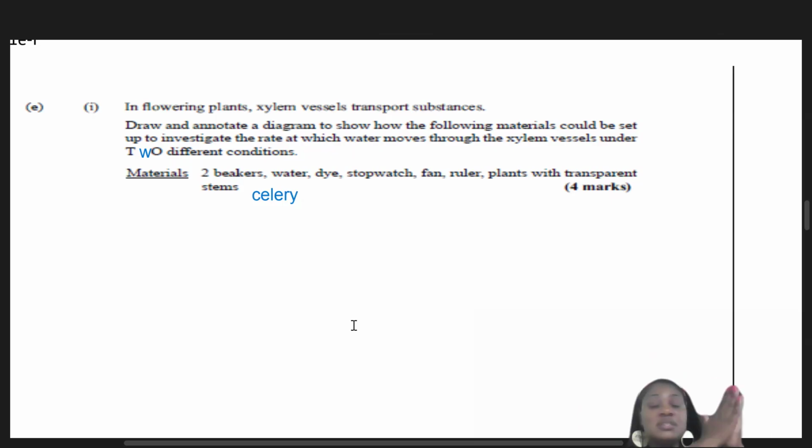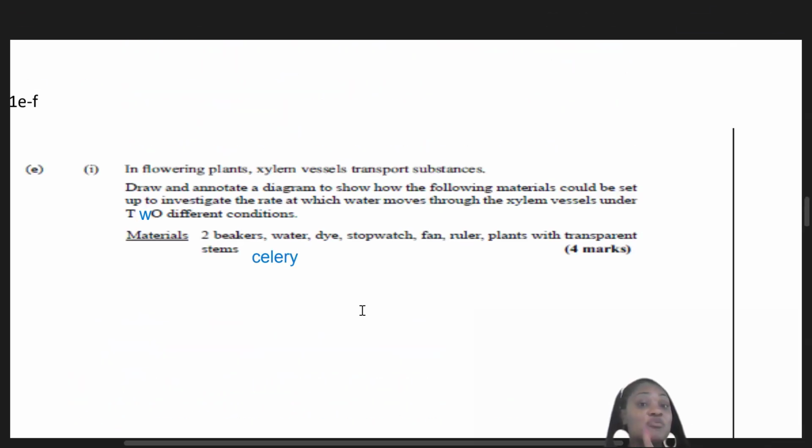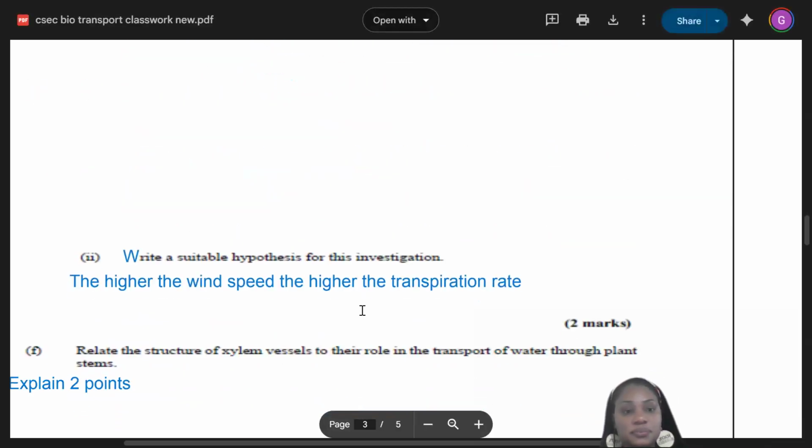And then you have distance divided by your time. Then you're going to set up the second one with the celery stick in the dye, but you're going to put a fan beside it. You're going to give it the same amount of time, and then you're going to stop and measure with a ruler how far the dye went, and then you divide it by time. So that will be how you'd be able to compare how water moves up a plant with or without a fan. So that's what you're going to describe. And of course, you include diagrams.